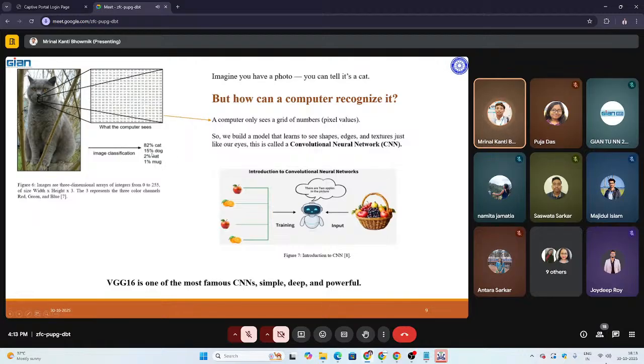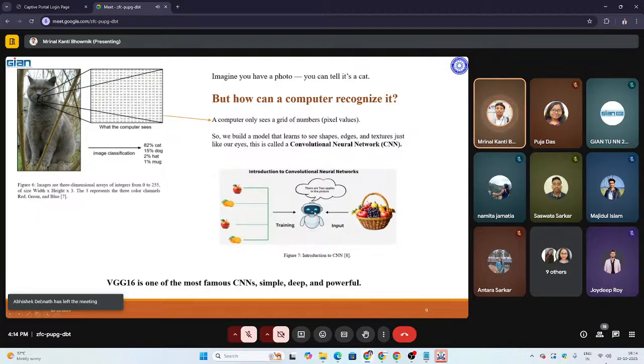After training the model, it can classify what it is and what it is not. So we build a model that can learn to see shapes, edges, and textures, just like our eyes, and we call that a convolutional neural network. Here the image is a three-dimensional array of integers ranging from 0 to 255. As you all know, pixel values range from 0 to 255, and the size is width, height, and 3. Here the 3 represents the RGB, that is red, green, and blue, the 3 color channels. So it's just an image, nothing else.